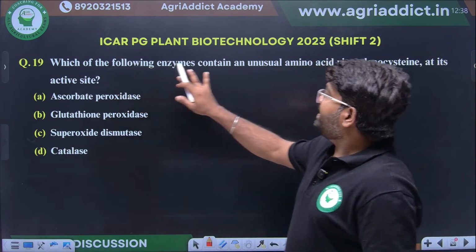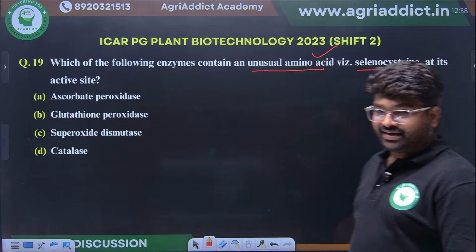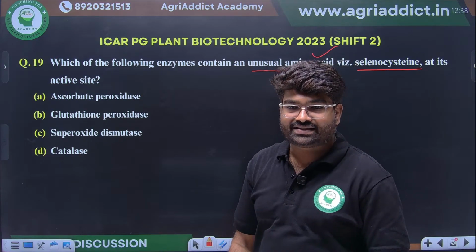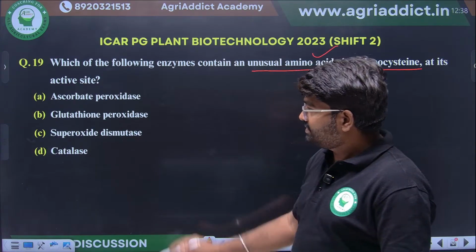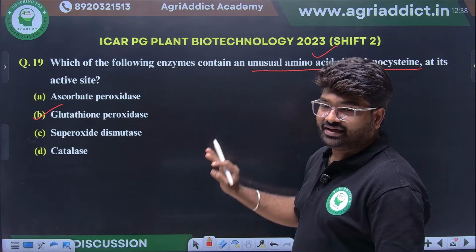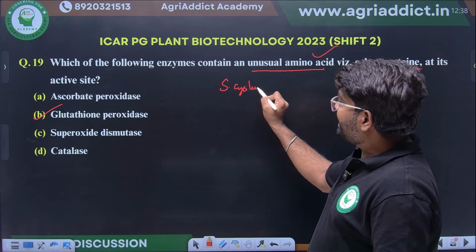Which of the following enzymes contains an unusual amino acid, selenocysteine, at its active site? Yes, this is a simple question. Glutathione peroxidase will have selenocysteine in its active site. Okay, selenocysteine will be there in that active site.